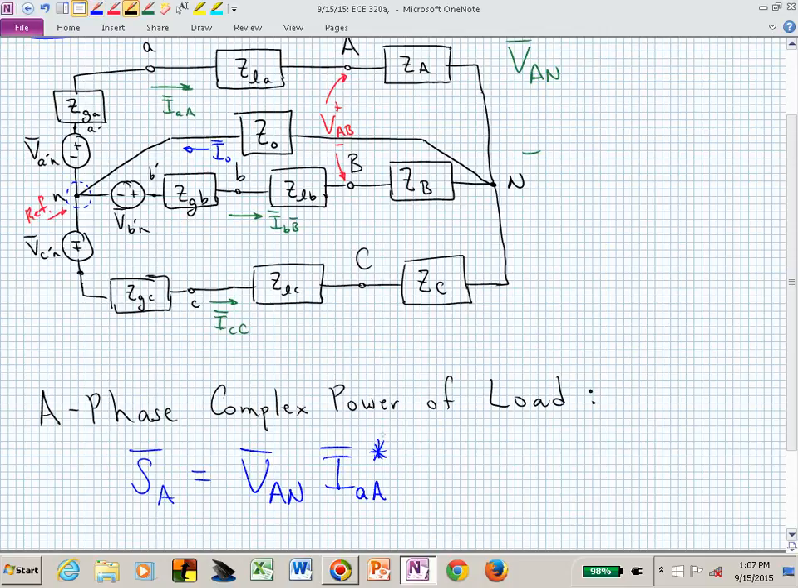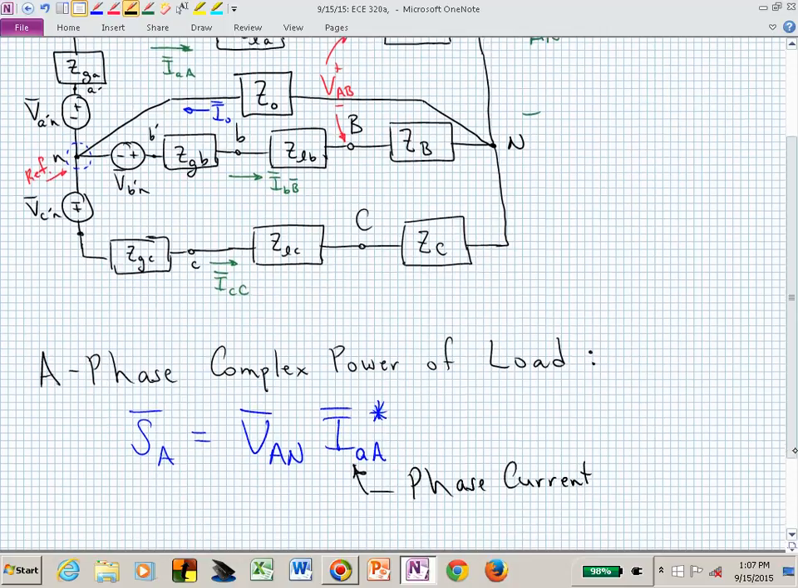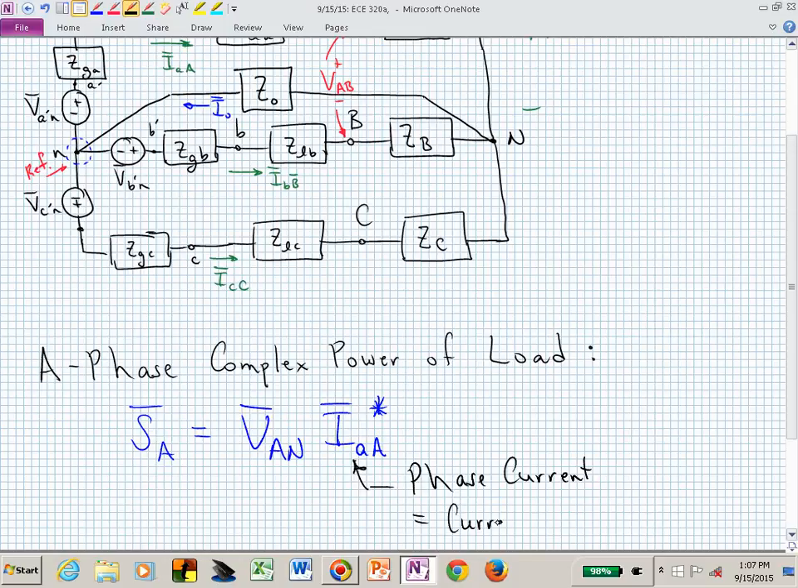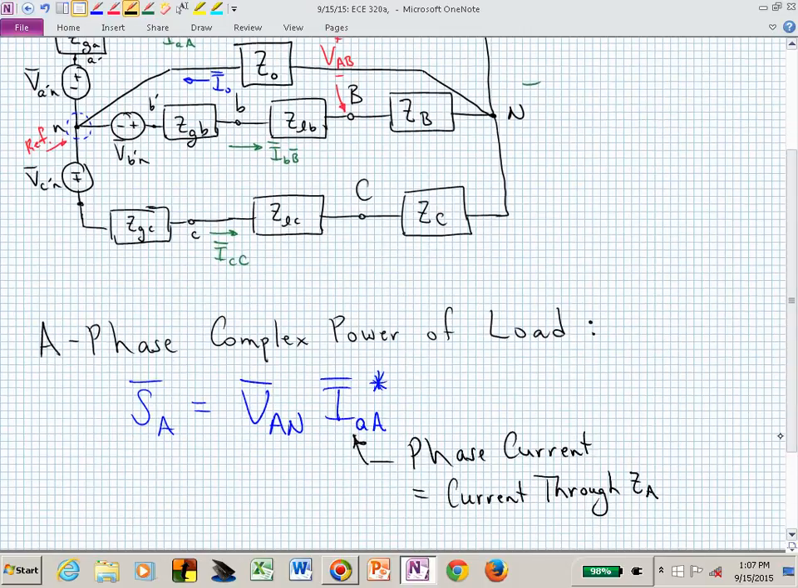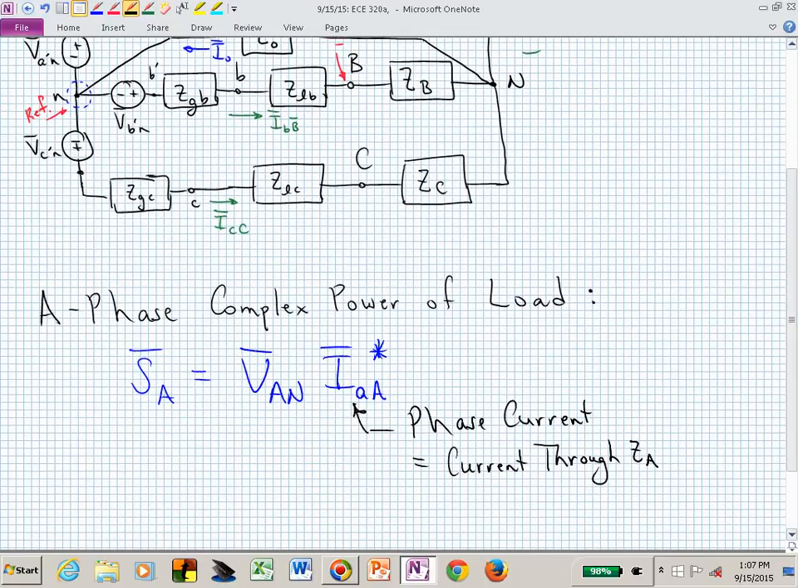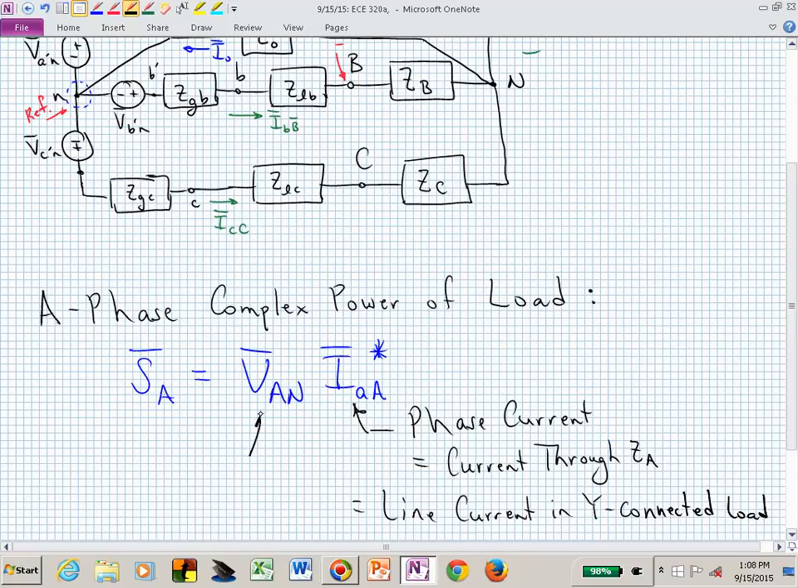This is now the phase current, which is equal to the current through Z sub A. And it's actually equal to the line current since our load is Y connected. This is our phase voltage.